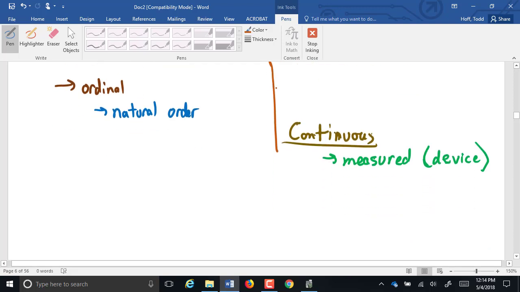Continuous: what's your height? What's your weight? How long did it take you to complete this last exam? Those are continuous.